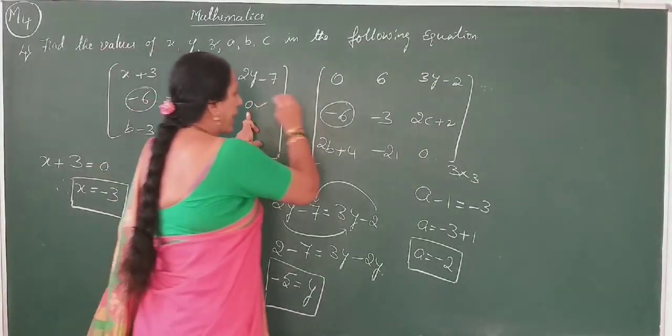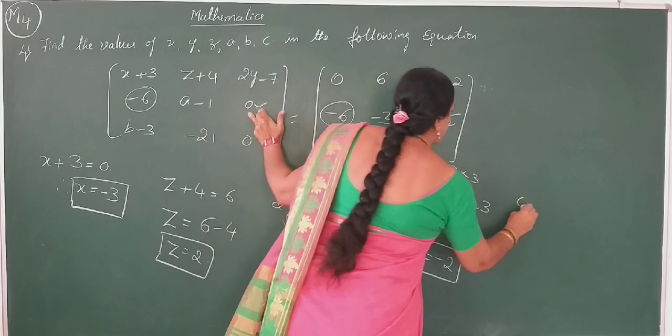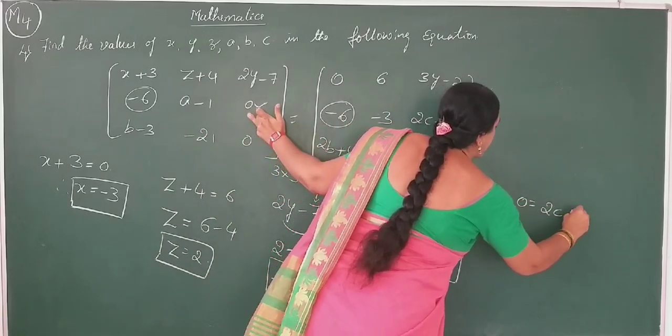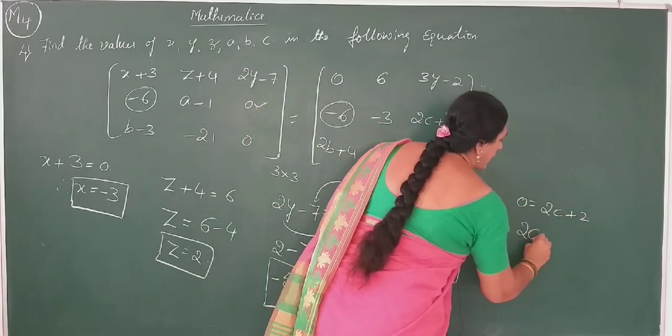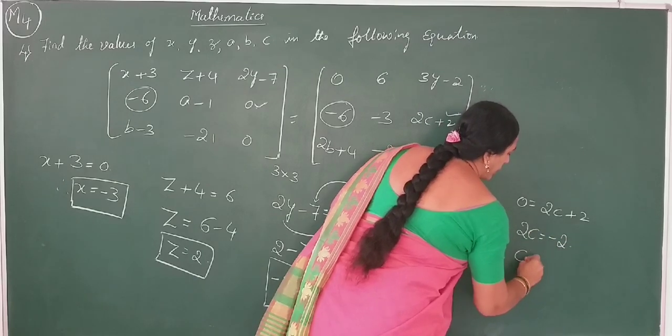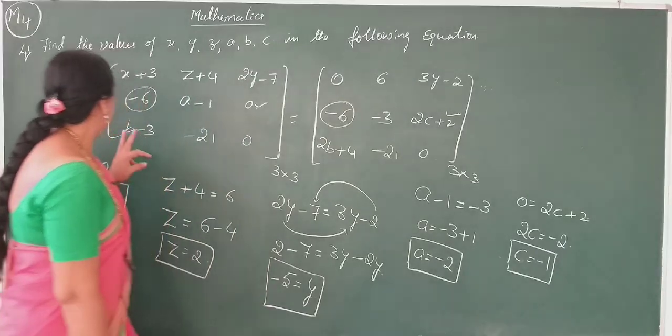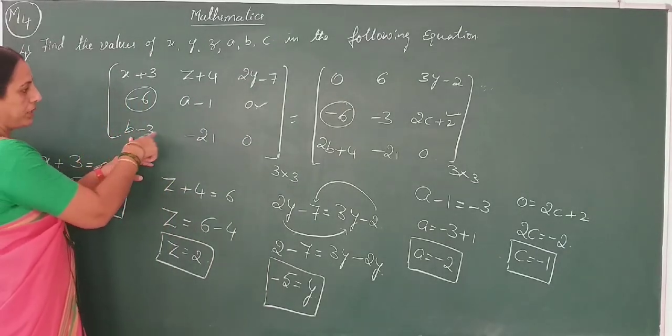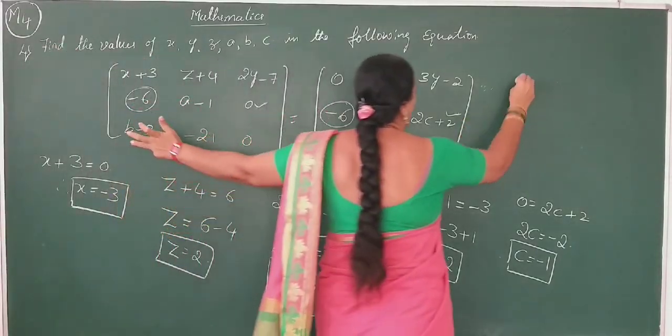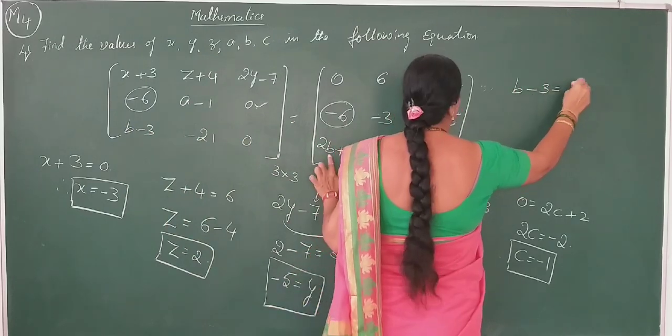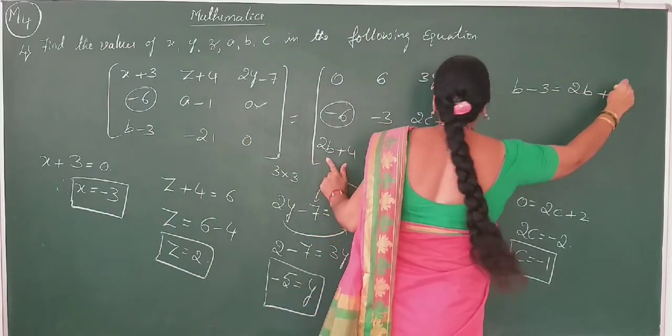Similarly, the third value: 0 is equal to 2c plus 2. Therefore, 2c is equal to minus 2. Then c is equal to minus 1. Third row: b minus 3 is equal to 2b plus 4.